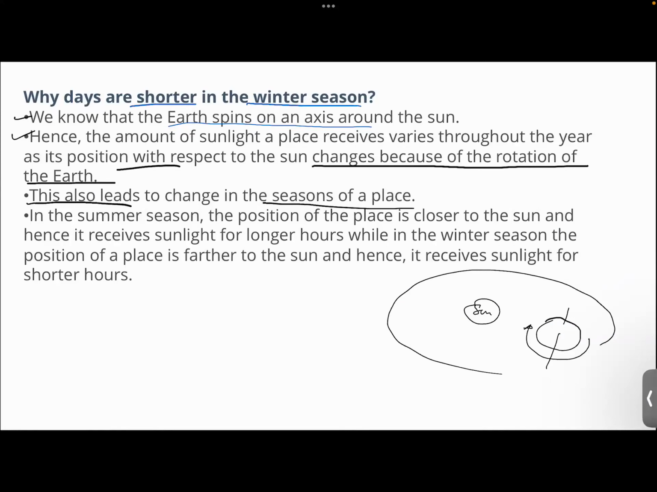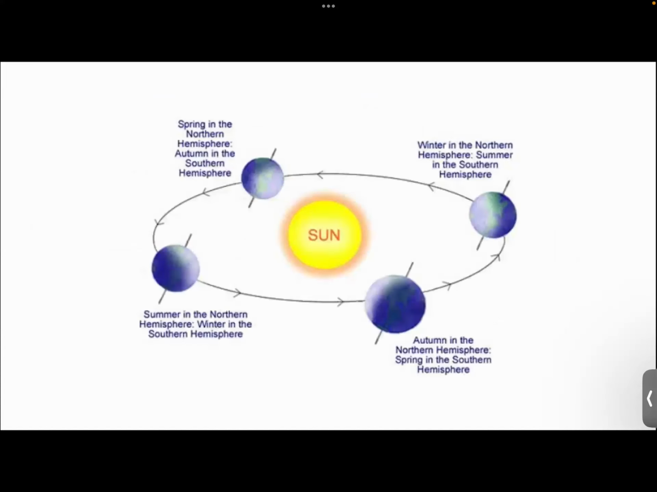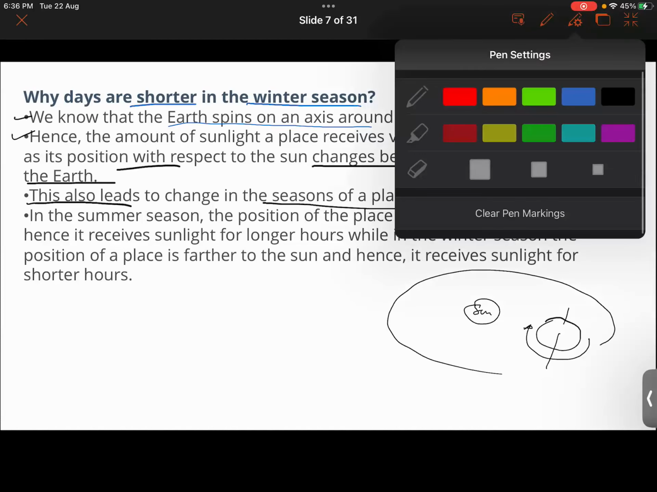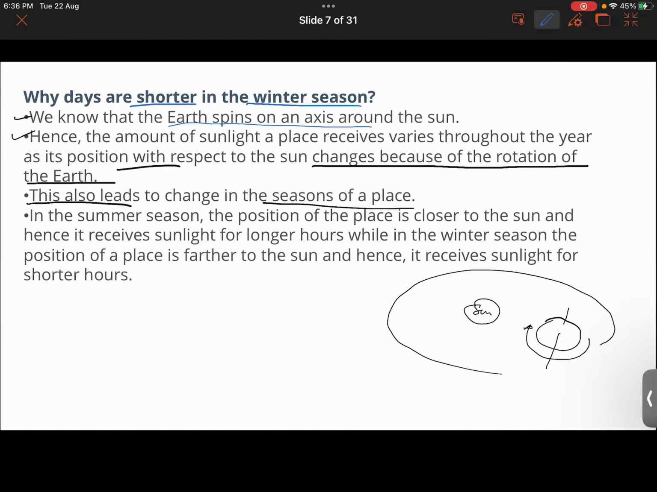Okay, so why is it that during winters you will see that days are shorter? If you were to observe this, two important things you need to know: the axis of the earth is a little bit tilted. This is your earth, and the axis is a little bit tilted here. It is not straight, rather it is tilted. This is the axis of the earth. Getting it? Okay, the first thing, keep this in mind.